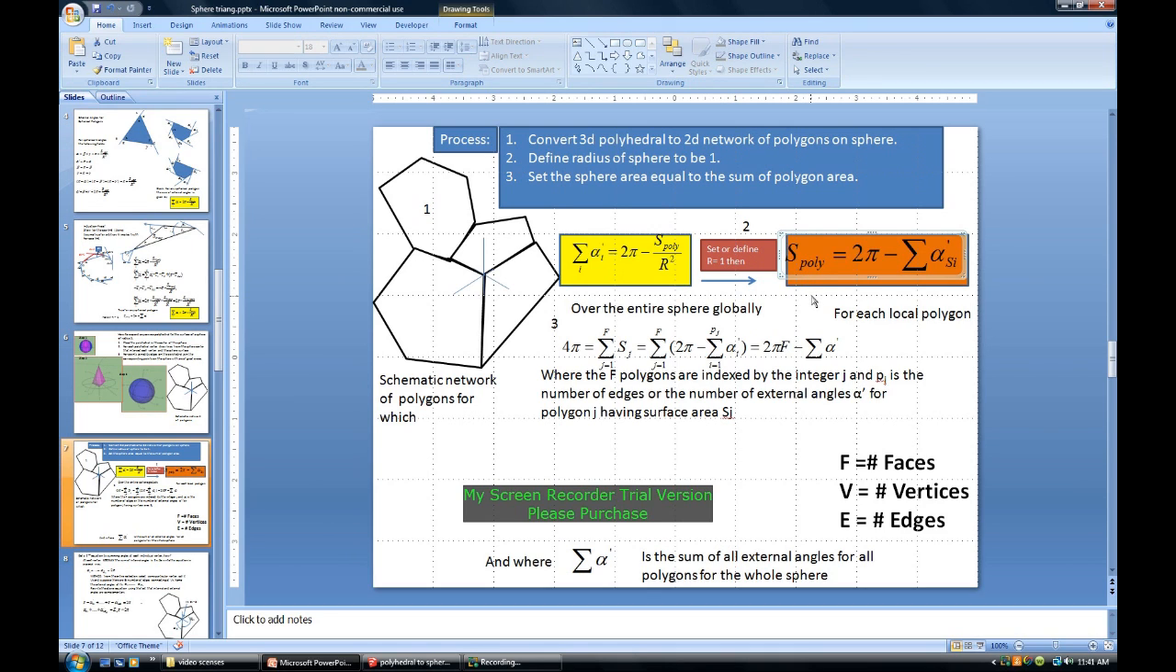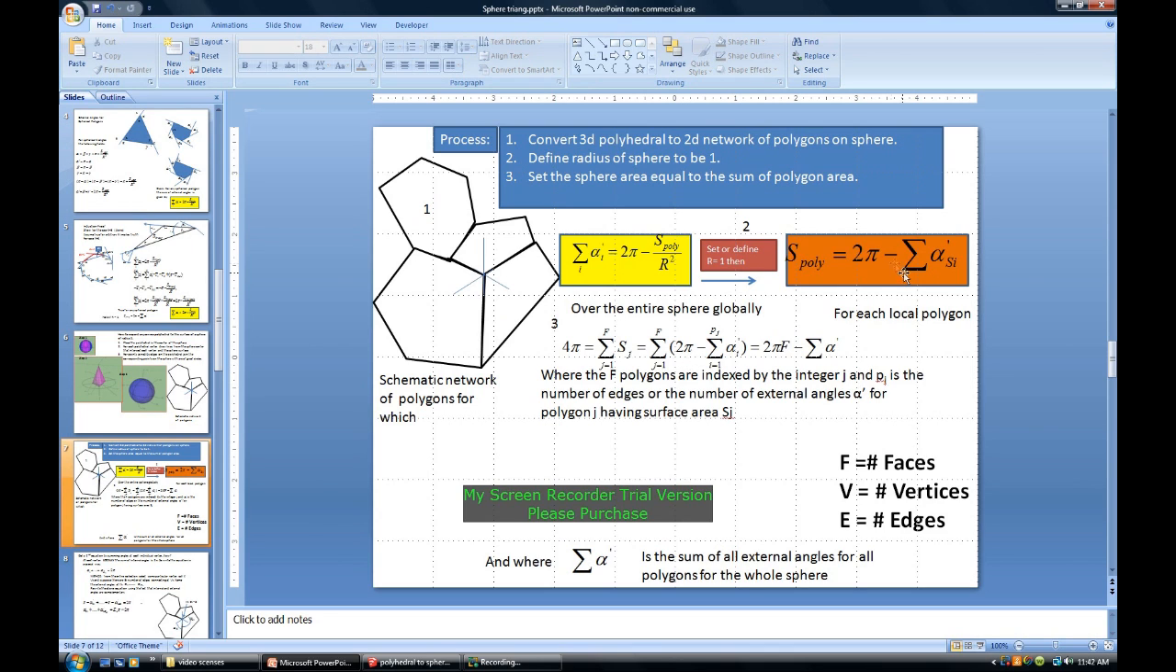So the area of the polygon is actually just equal to 2 pi minus the sum of the external angles of that polygon. If you look over the sphere globally, part 3 is to set the area of the sphere, which is 4 pi r squared, or just 4 pi when r equals 1, to the sum of the polygons. Okay, so just index the polygons with j and say there are f number of faces, or f polygons. Here we show 4 of them schematically, and 4 pi equals the sum of the polygon areas.